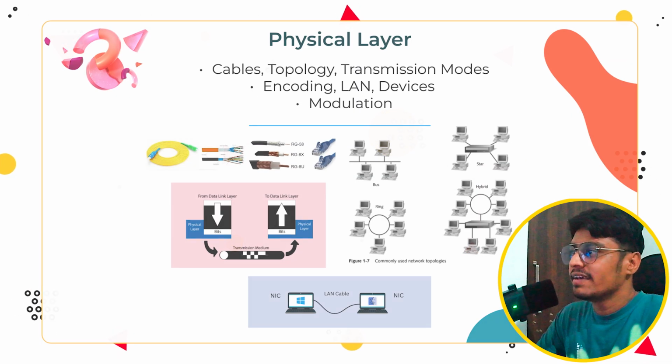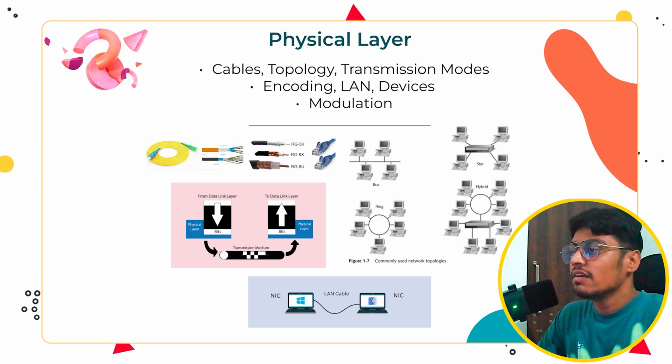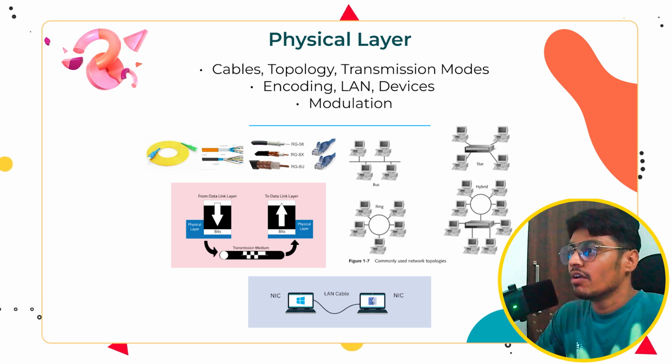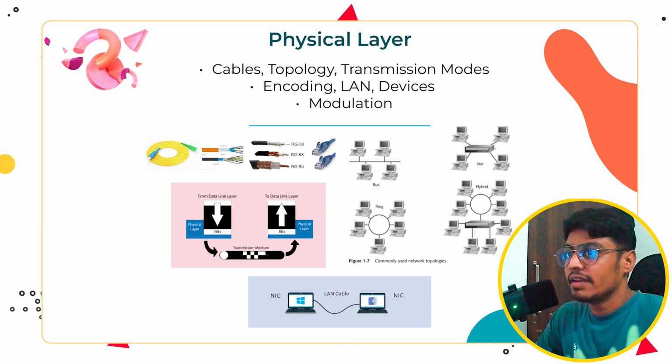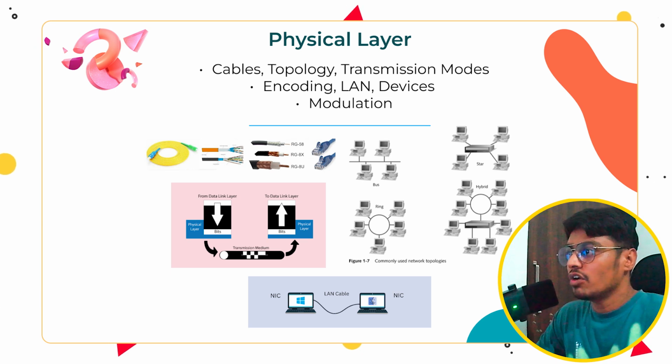The first layer is the physical layer. In this layer, the topics are cables. In cables, they will ask what cables are and the types of cables, then topology, transmission modes, encoding, LAN, and devices. In devices, they can ask about hardware devices and all, then modulation. These are the topics of the physical layer.